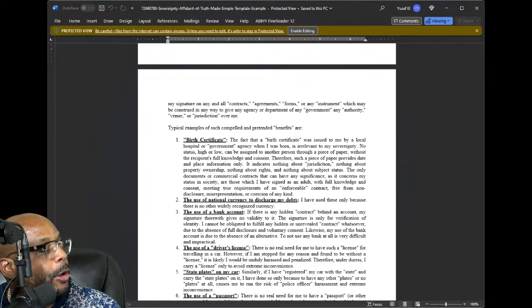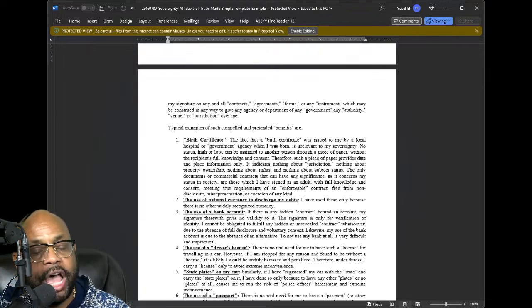No status, high or low, can be assigned to any person through a piece of paper without the recipient's full knowledge and consent. Therefore, such a piece of paper provides date and place information only and indicates nothing about jurisdiction, nothing about property ownership, nothing about rights, and nothing about subject status. The only documents or commercial contracts that have any significance as it concerns my status in society are those that I have signed as an adult with full knowledge and consent, meeting true requirements of an enforceable contract, free from non-disclosure, misrepresentation, or coercion of any kind.